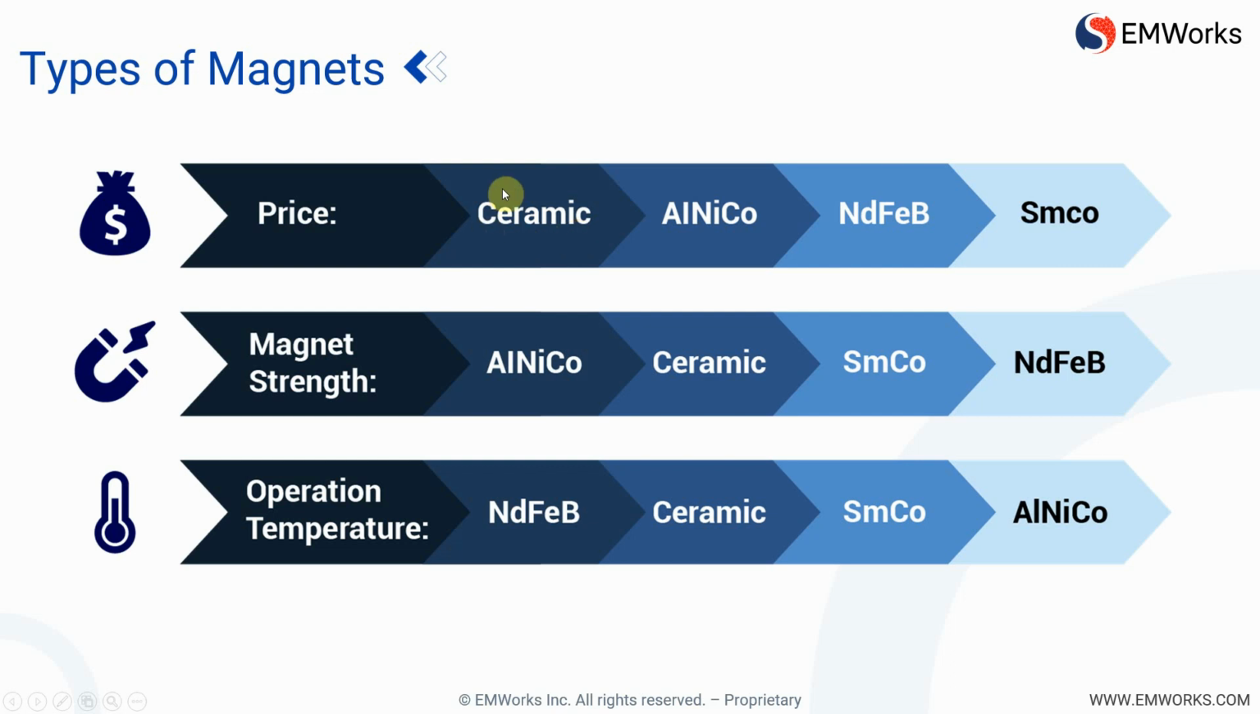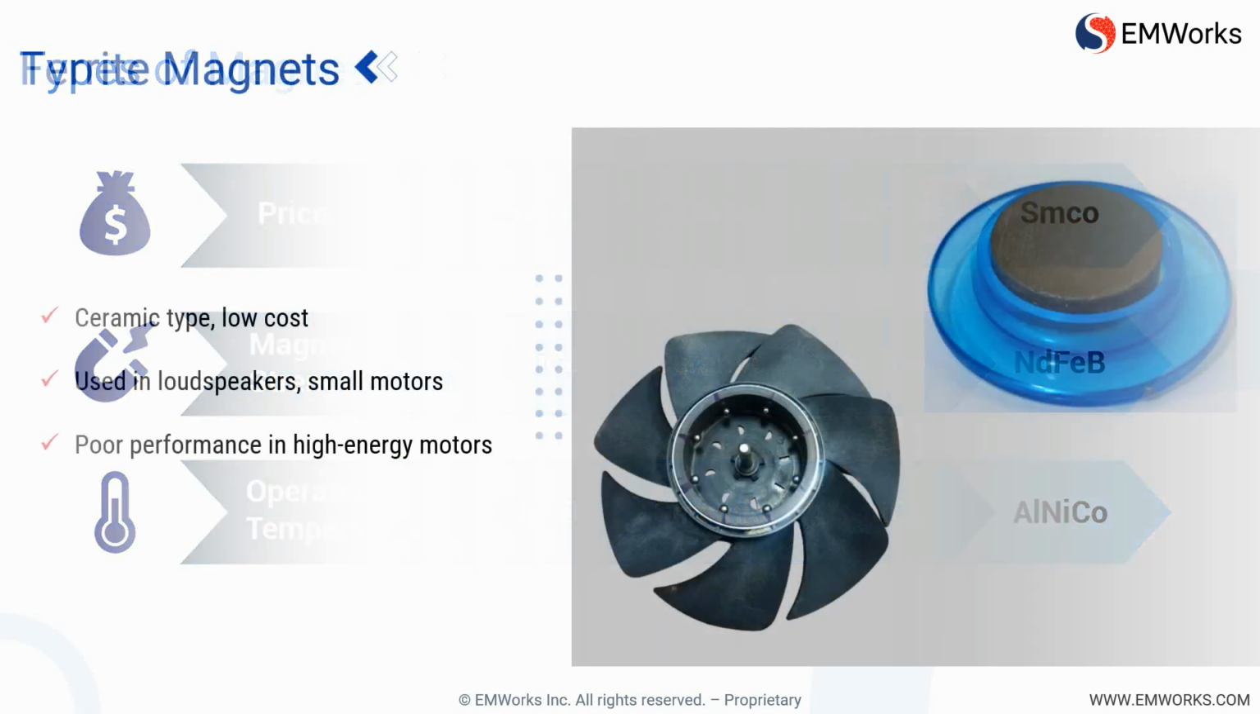SmCo, or Samarium Cobalt magnets, offer a balanced profile with high coercivity, excellent thermal tolerance, and good corrosion resistance, though at a higher cost. NdFeB, or neodymium iron boron magnets, exhibit the highest energy product, making them ideal for high-performance compact applications. However, they are susceptible to corrosion and thermal degradation unless appropriately coated or alloyed. Understanding the trade-offs in cost, magnetic performance, and operating environment is critical when selecting a magnet type for a specific engineering application.